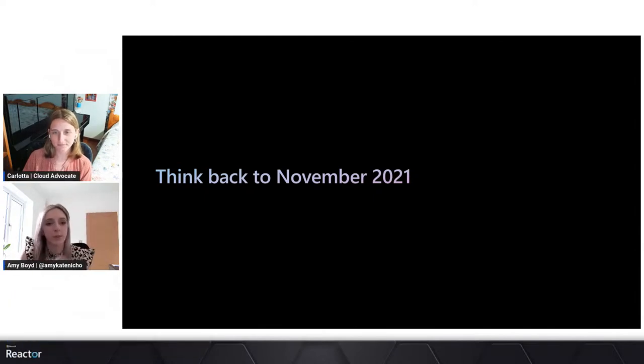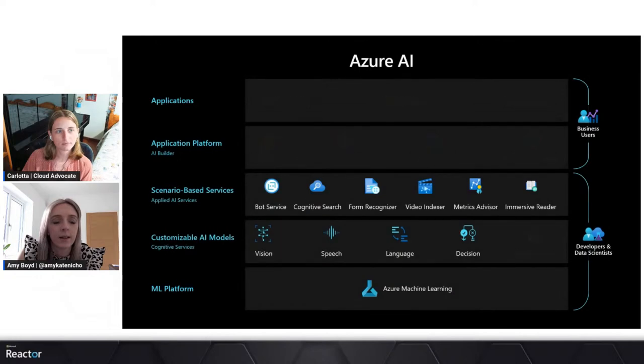So let's go back to November 2021. And I want to show you a little bit of what Azure AI looked like. So there's a lot in there, right? In 2021, Azure AI sits in the Microsoft cloud. It's the AI platform and all of the services that sit underneath it.